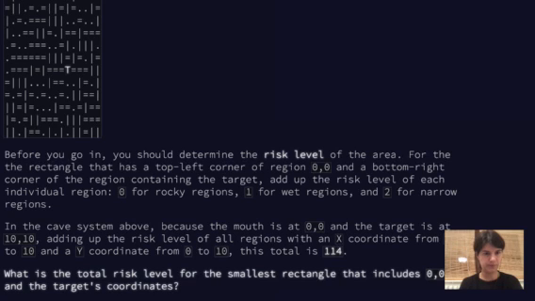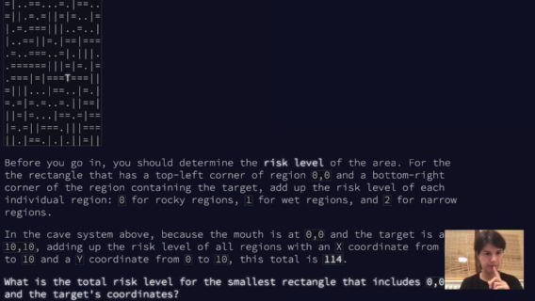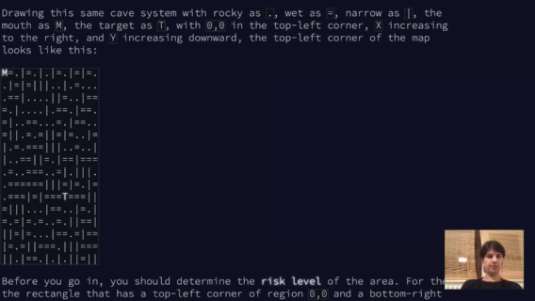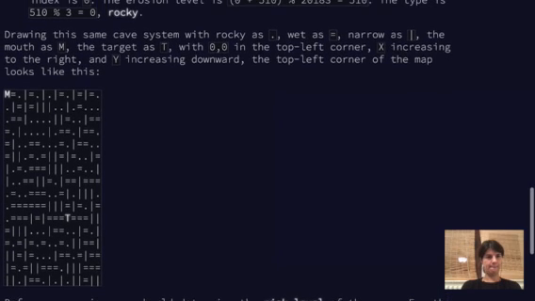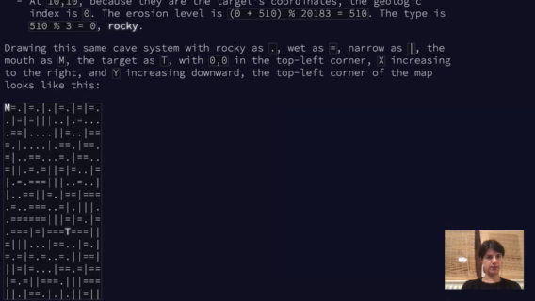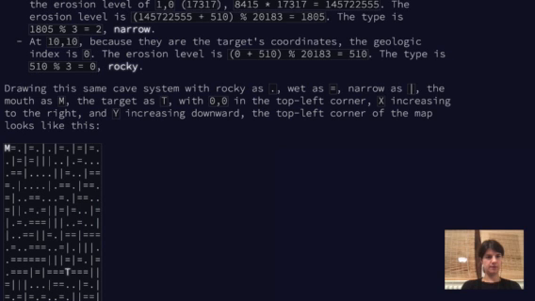It's 114. Well, that did not work out well. Add up the risk level of each individual region. All right, so let me see what I was doing. Try the same cave system with rocky, wet, and narrow. The type is modulo 3. Did I do modulo with 3 in my solution?